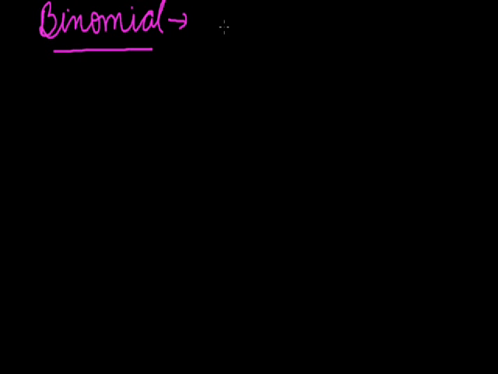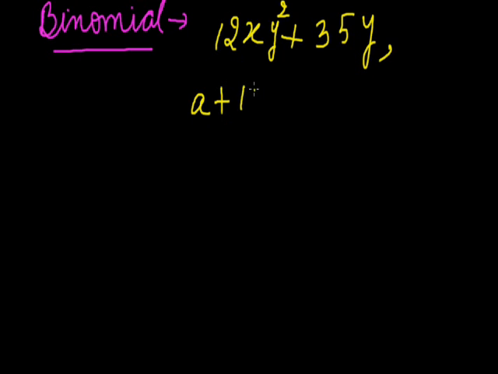For example, 12xy square plus 35y. It is having 2 terms. First term is 12xy square and the second is 35y. Or a plus 10. Here again there are 2 terms. First is a, another is 10. Or n square minus 10.